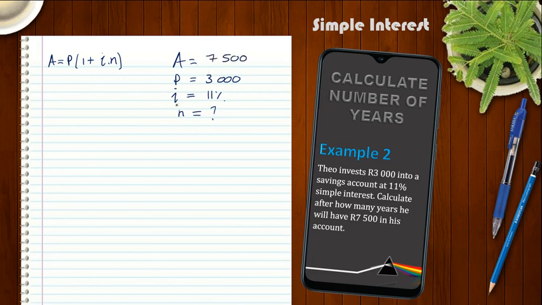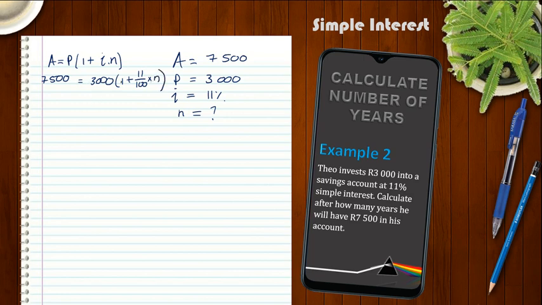Now what we're going to do is basically substitute in once again what we have, and solve for the unknown, the N value. So if I substitute in, A, it's 7,500, equal to P's value, which is 3,000, times 1 plus my interest, 11 over 100, times the N that I'm going to solve for.